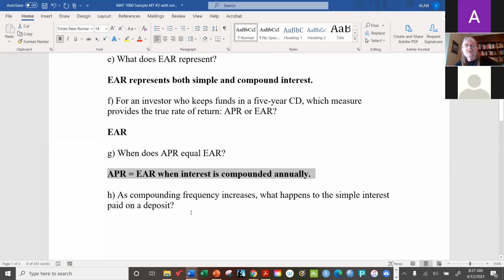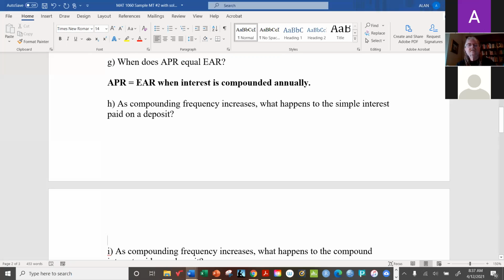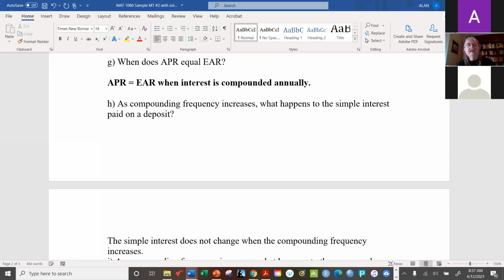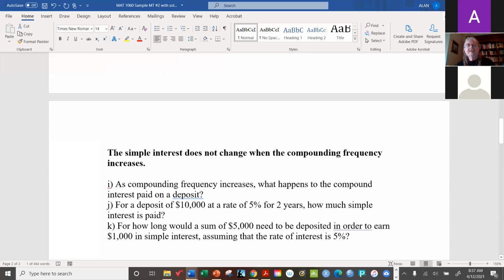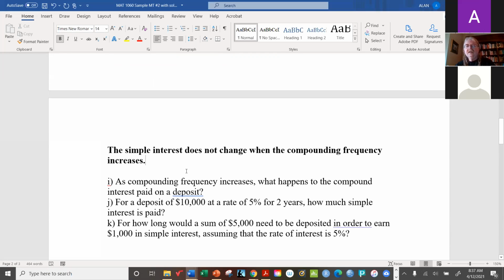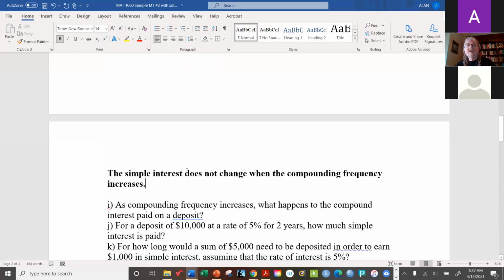Now, as compounding frequency increases, what happens to the simple interest? The simple interest does not change when the compounding frequency increases. It is completely independent of the compounding frequency. It's the compound interest that changes, not the simple interest. So the key word here is simple. And of course, remember the formula I = PRT. I = PRT does not contain the compounding frequency variable, which is n. So therefore, it is completely independent of the compounding frequency.